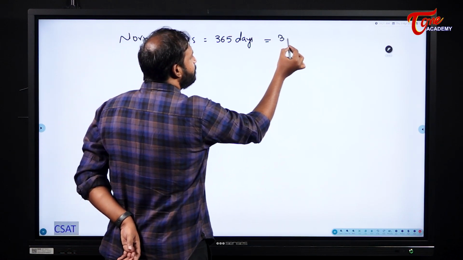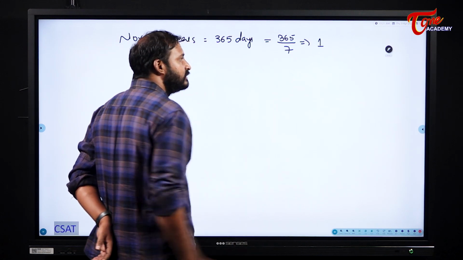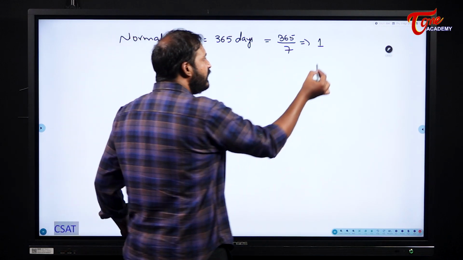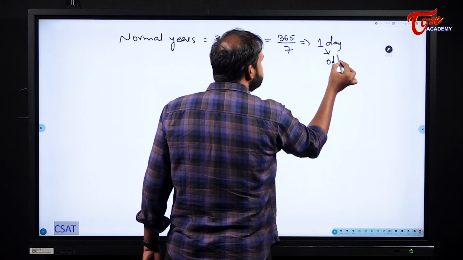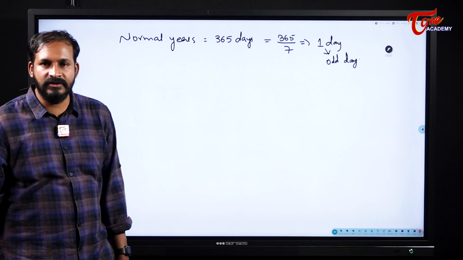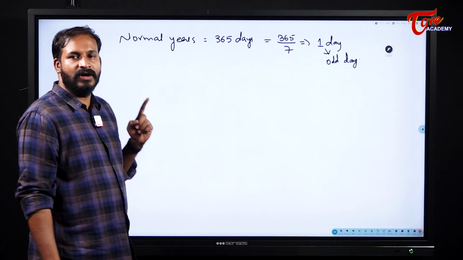We divide 365 by 7, and the remainder we get is 1. Exactly 52 weeks plus 1 day. So, this remainder of 1 day we call an odd day. That means for a normal year, we will have only 1 odd day.